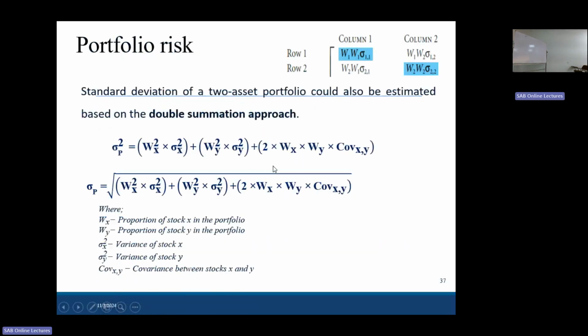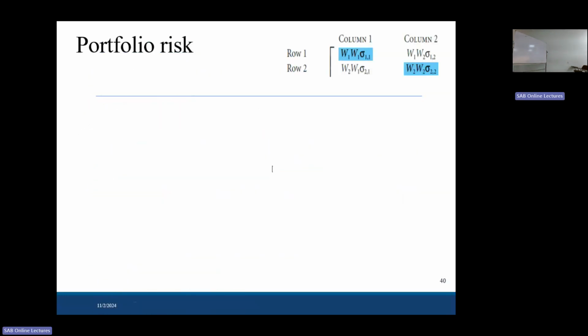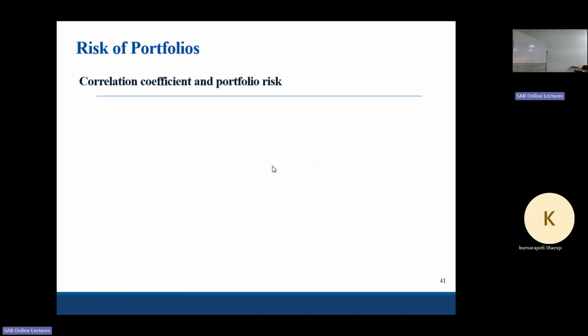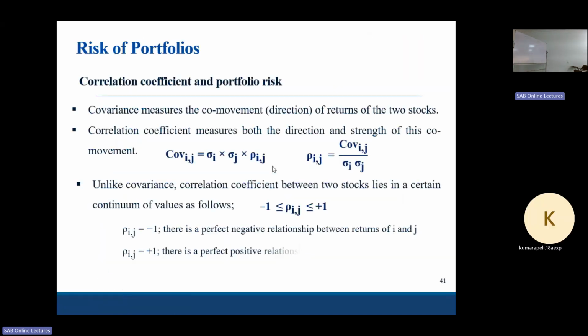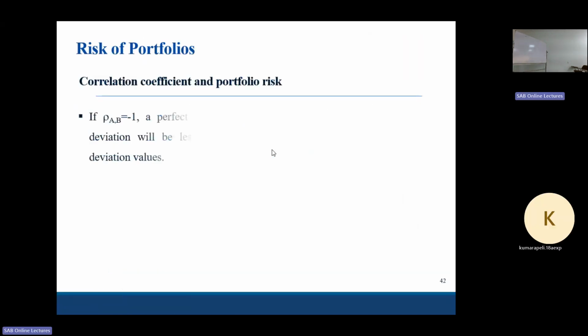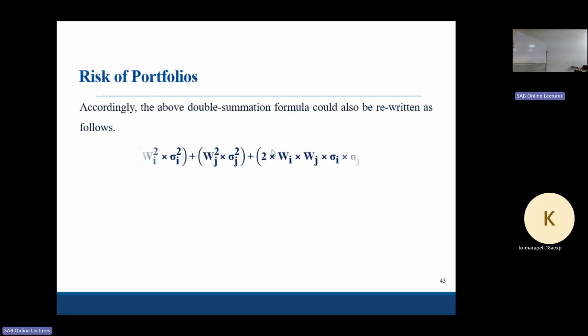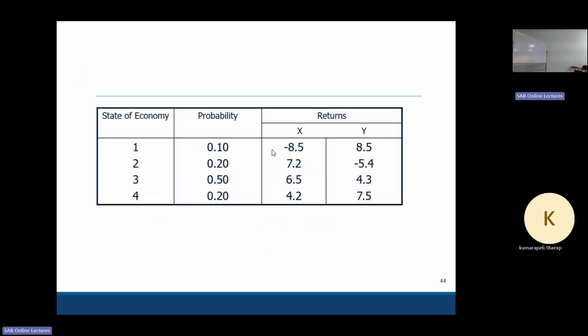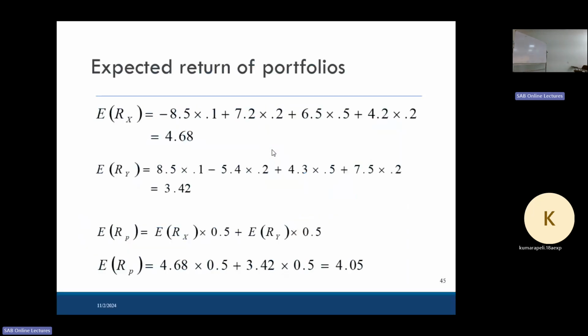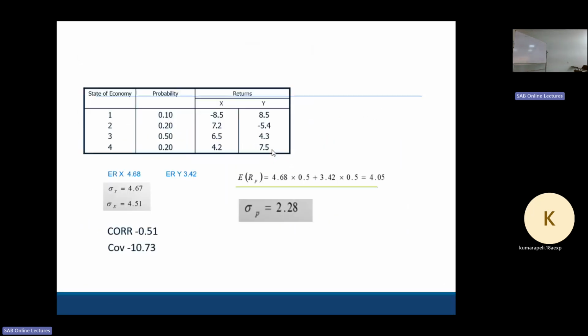I think you remember we discussed one example. Those are the answers. We discussed this also. We calculated correlation, covariance, and everything. So these are the numbers, the answers we got from our example.